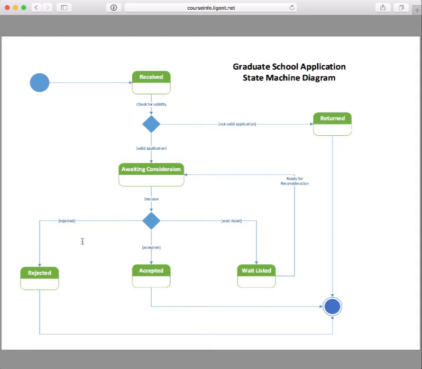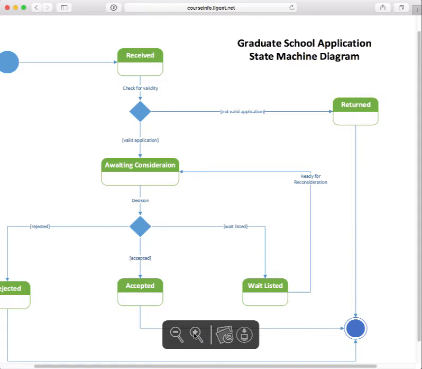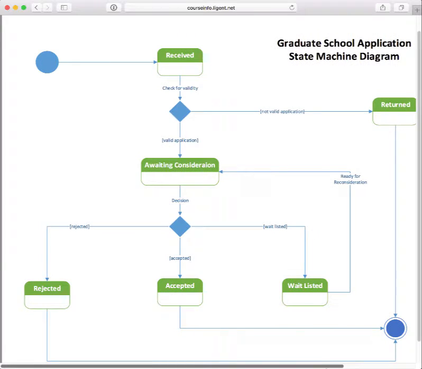And then after the decision, here are the conditions that we're testing in these guard conditions. And notice proper guard conditions are in square brackets. I think I can make this a little bigger. Sorry that I didn't before. Yeah, so proper guard conditions are in square brackets. And we see that, I think that looks a little bit better. And so if it's rejected, it goes to the rejected state. If it's accepted, it goes to the accepted state. If it's waitlisted, it goes to the waitlisted state. Okay.